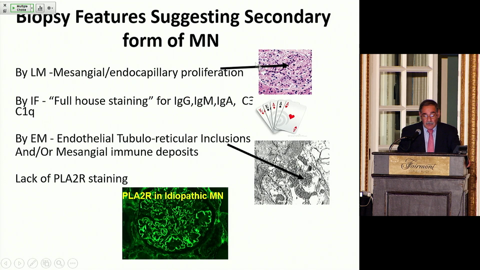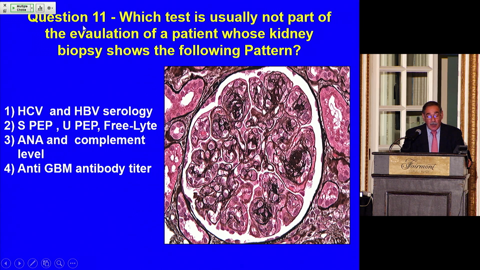Oh, here we go. Here's our mesangial hypercellularity, full house staining for lupus, TRIs for lupus, PLR in idiopathic. Okay, question 11. Which test is usually not part of the evaluation of a patient whose biopsy shows this pattern? Okay, you're looking at this pattern.